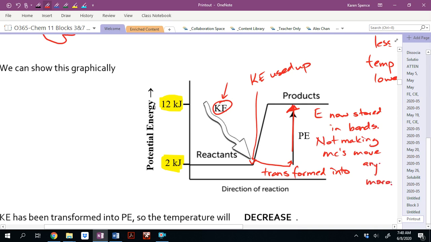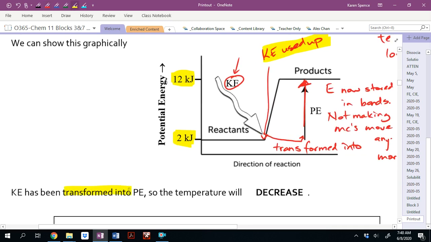Okay, so what's going to happen to our temperature? Our temperature is going to decrease because the molecules are now going to be moving more slowly because our kinetic energy was used up and it was transformed into potential energy. So the temperature is going to decrease. And remember, sometimes we will refer to this kinetic energy as heat. So we've added heat, but it gets transformed into potential energy. And we're not really adding heat. Remember, we're really sucking it out of the environment. So the environment, which is what we're measuring the temperature of, is going to get colder.